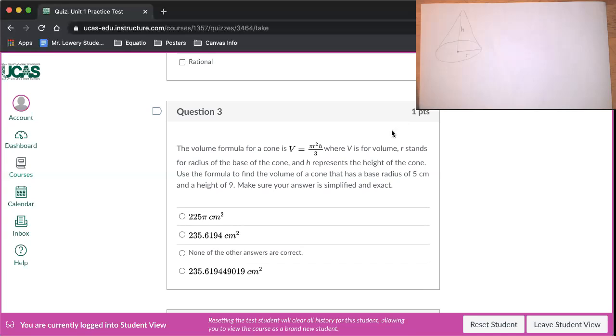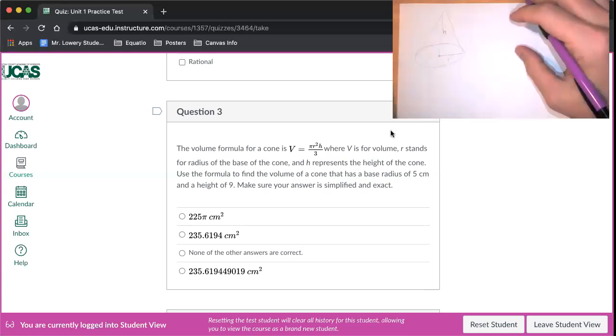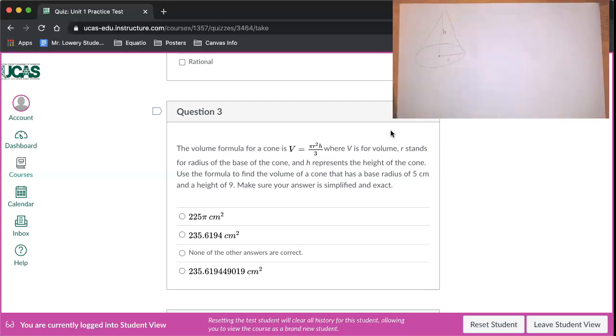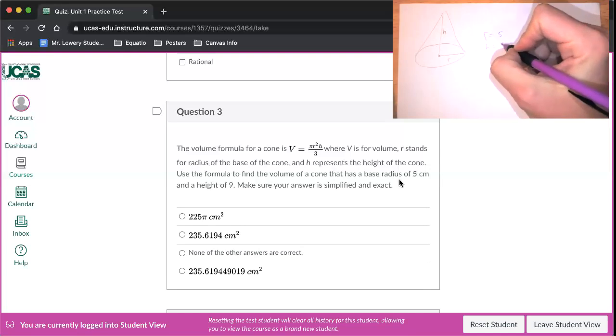That's kind of what we're after. So if we're using pi, which is an irrational number, an exact answer won't have a decimal approximation in it, okay? So let's take a look at this one here. We want to use the formula for the volume to find the volume of a cone that has a base radius of 5 and a height of 9. So that's saying that r is 5 and h is 9.